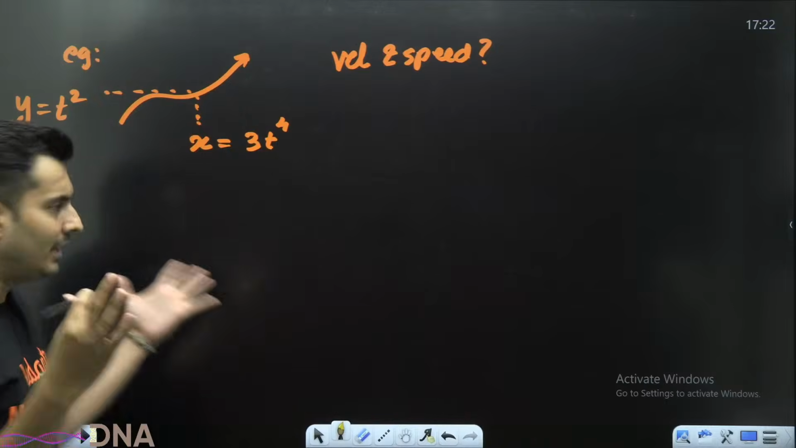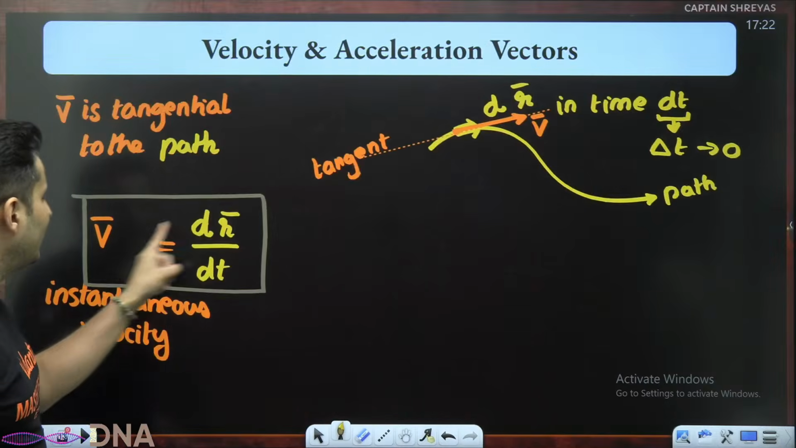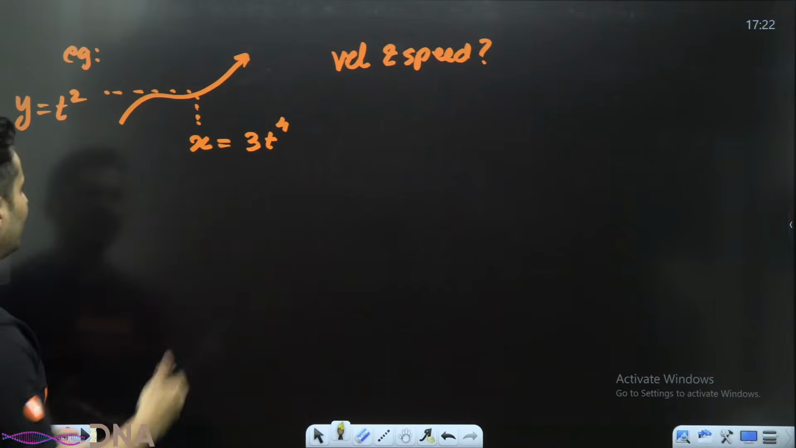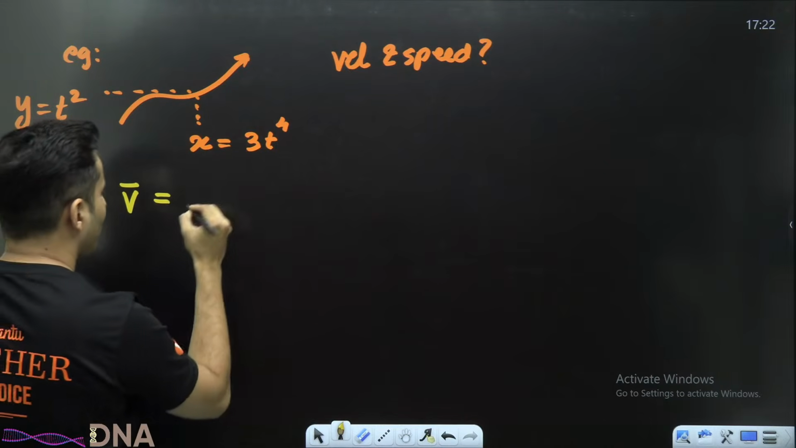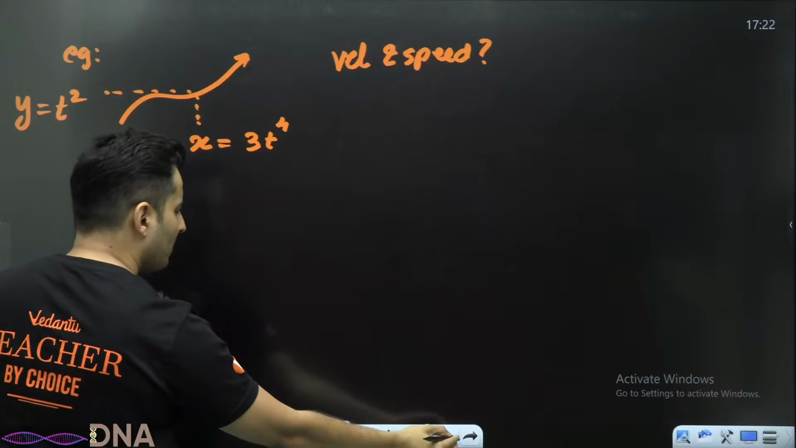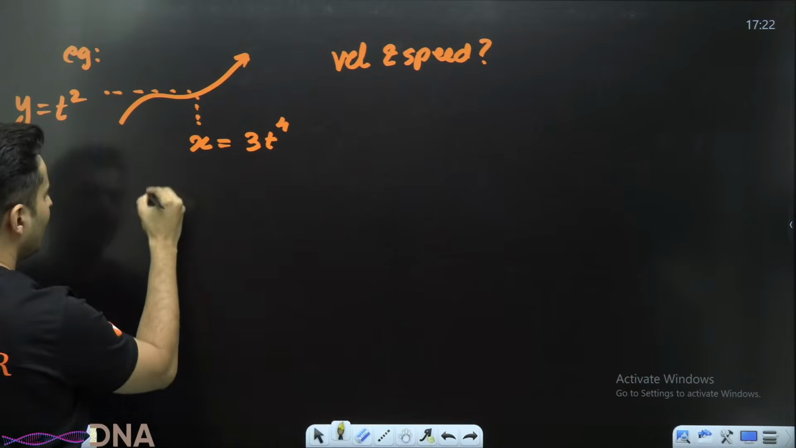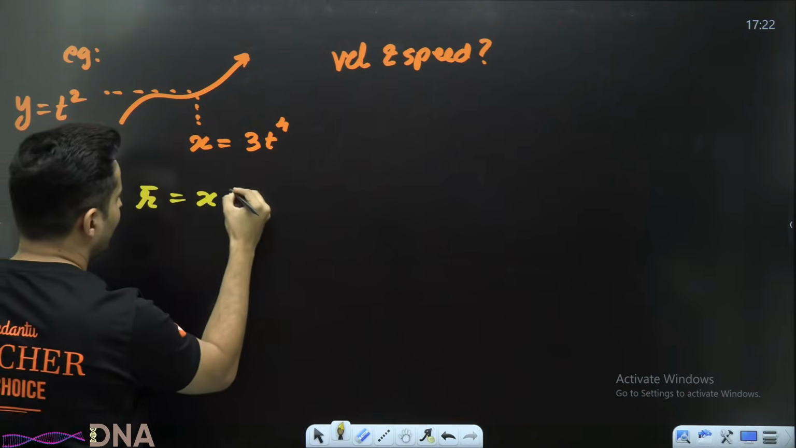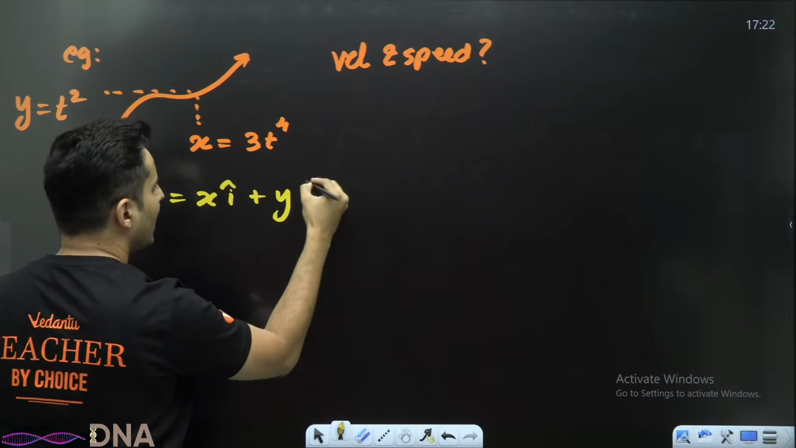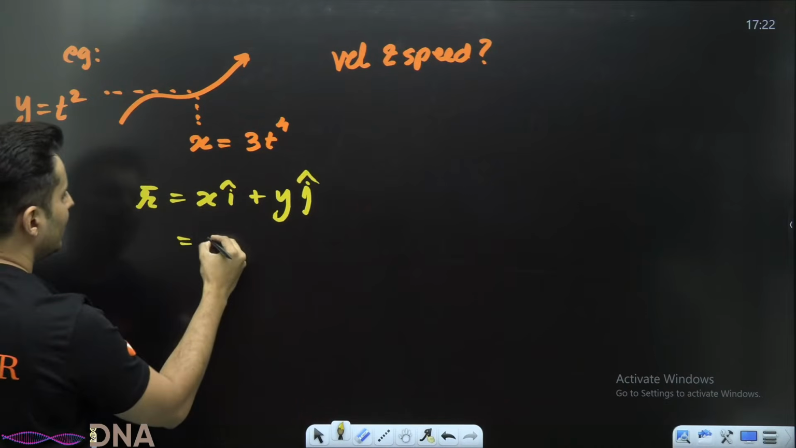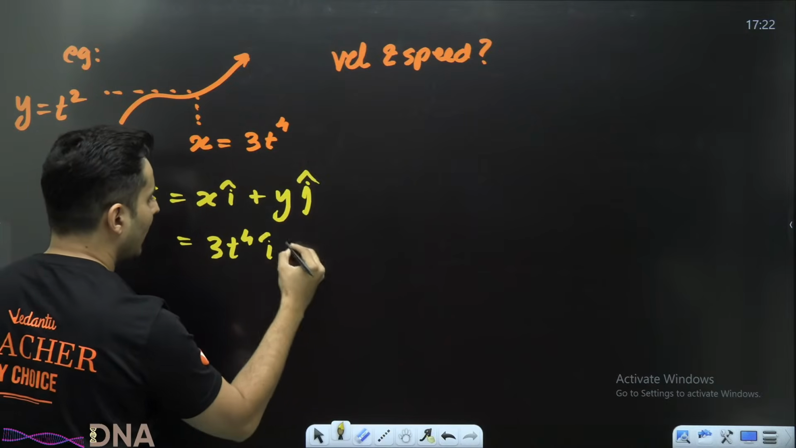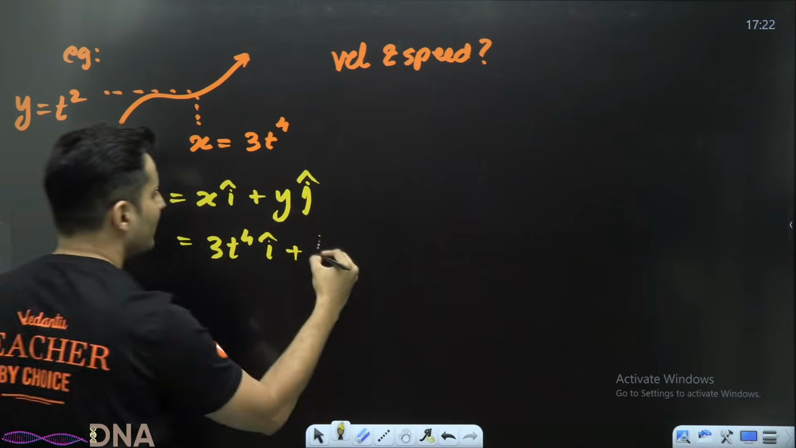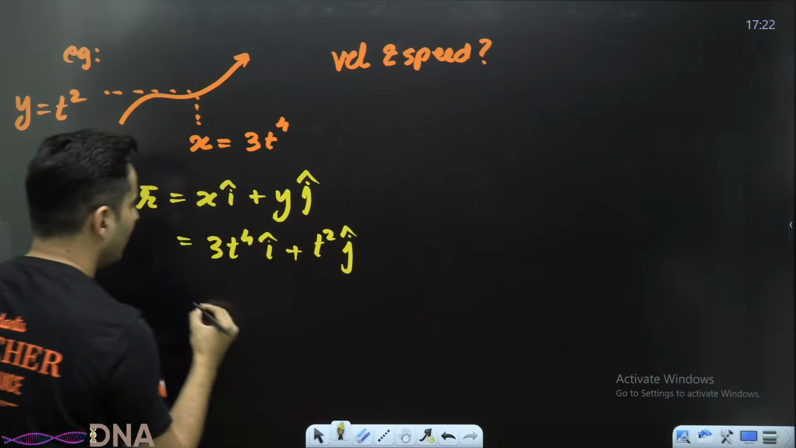Well, I think we can do that very easily. Velocity is the rate of change of position. Fine. So what I will do, I'll just write down velocity is dr by dt. But what is r? R is x i cap plus y j cap. What is x? 3t raised to 4, 3t raised to 4 i cap. What is y? Y is basically t square j cap.